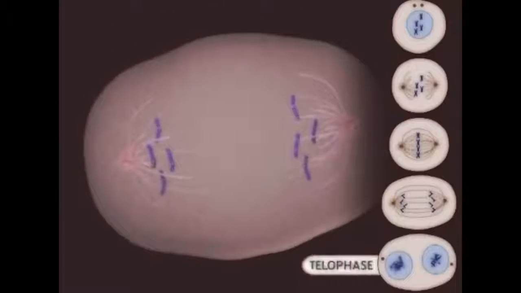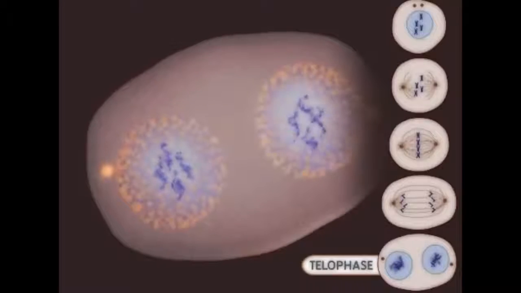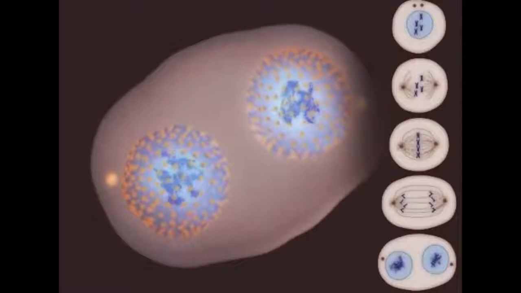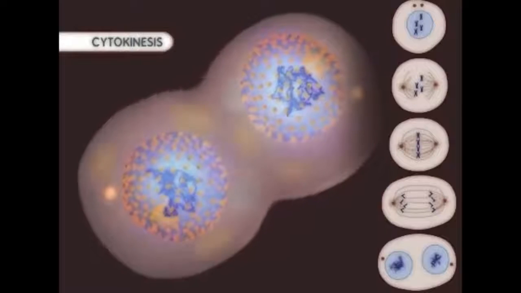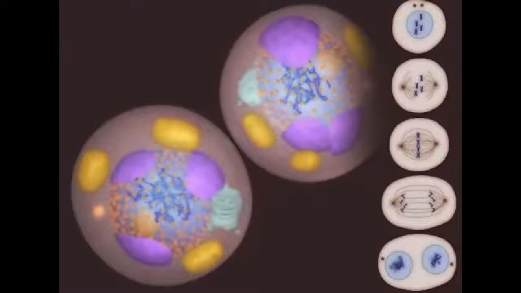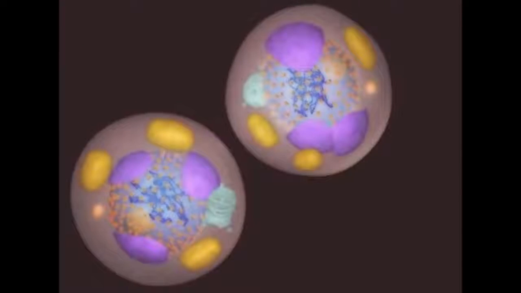The telophase stage is marked by the appearance of new nuclear membranes. This is the end of mitosis. Finally, the splitting of the cell occurs during cytokinesis. The two new cells are now ready to grow and perform their specialized functions.